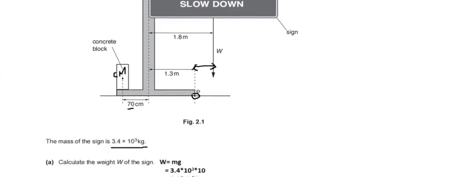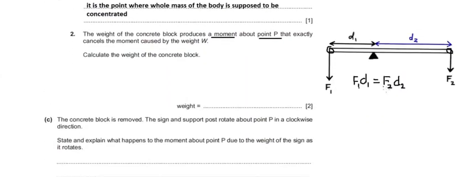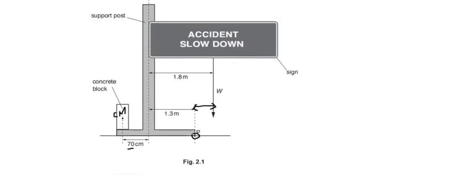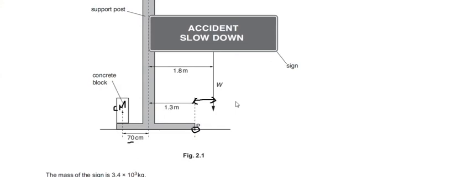So we can apply here this principle of moment. We know the weight, and the distance of this weight from the point P that we have already calculated. Now, the distance of this concrete block from the point P is also given. We can calculate this distance, because we need it to calculate the moment. How much is this distance? This is nothing but this 1.3 plus this 70 centimeter, that is nothing but 0.7 meter.